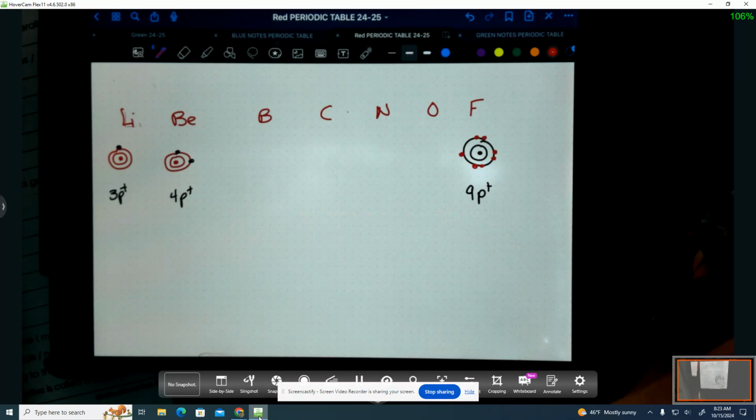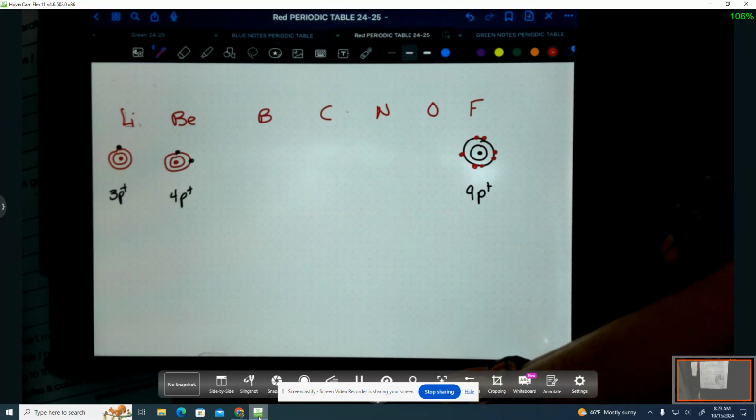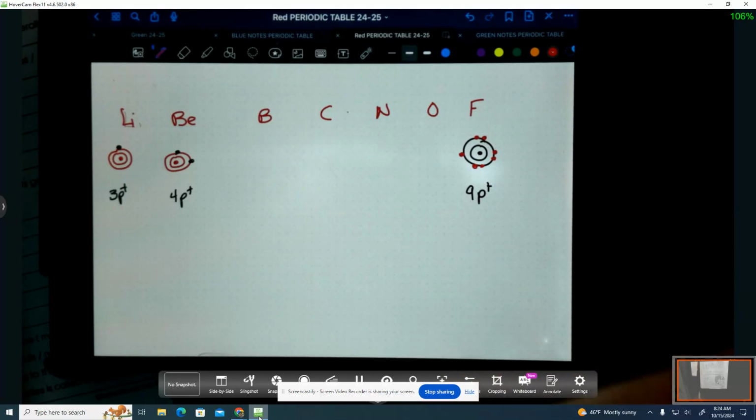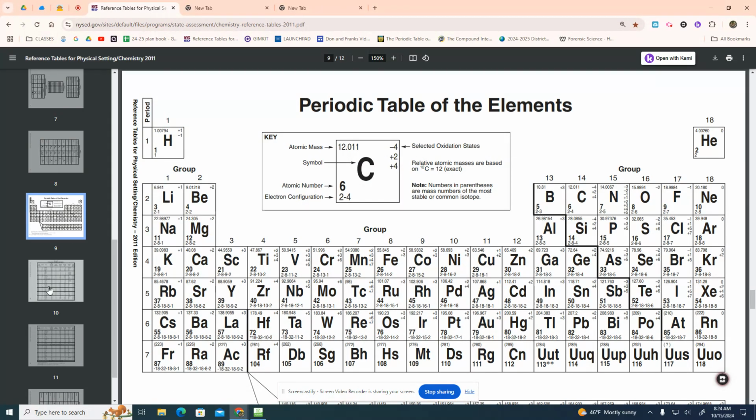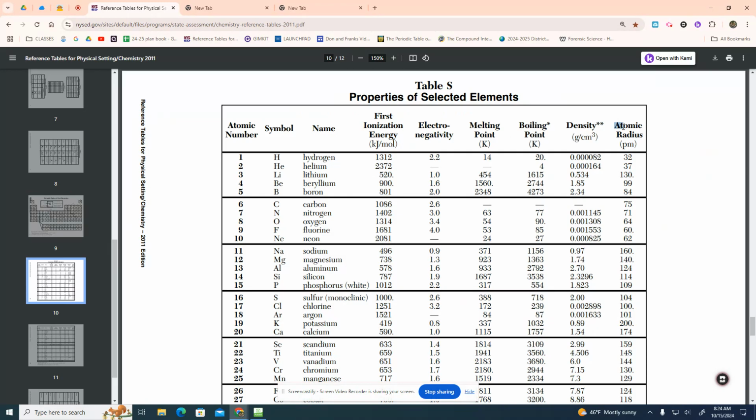Okay? Now, here's the thing. You don't need to memorize this, but you do need to know it. So I want you to flip your reference table to table S. It's the next page. In the very last column, at least I hope it's in the very last column. I'm going with the very last column. Okay? It says atomic radius. Do you see that?